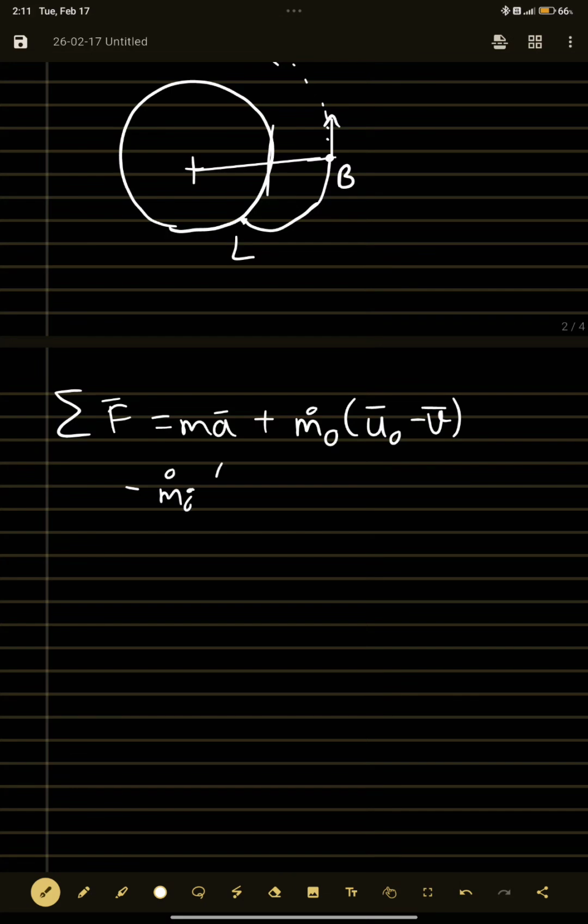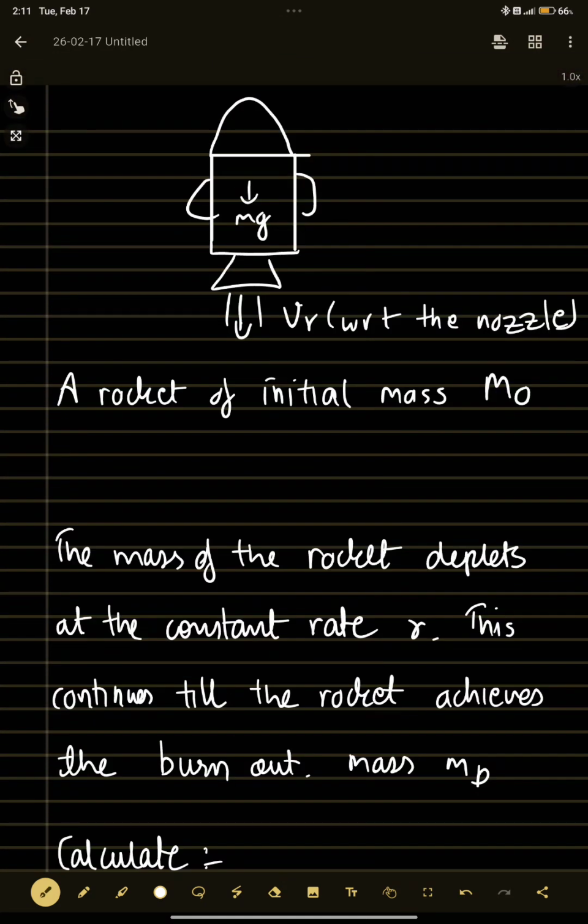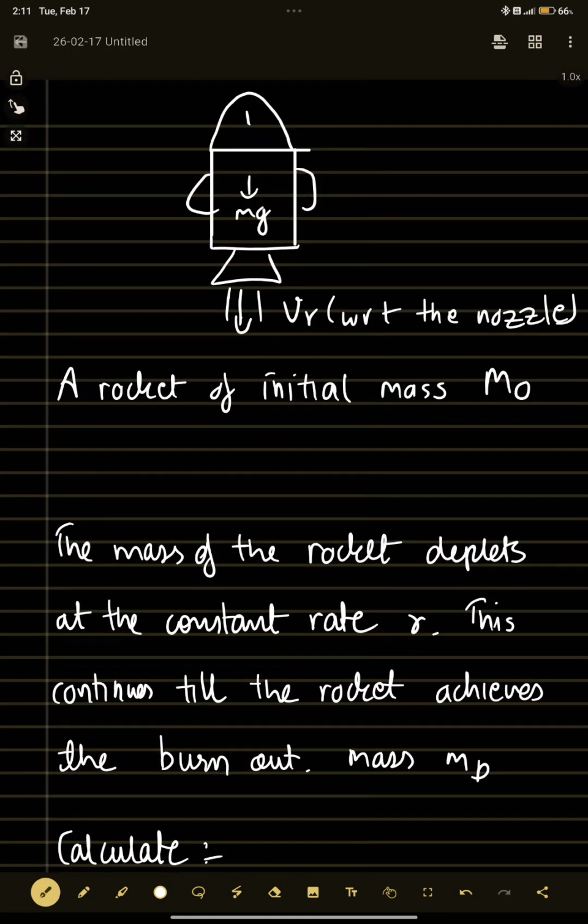Remember UI, UO and V, these are absolute velocities. UI is the absolute velocity of the inlet mass before it is absorbed inside the rocket or the nozzle or the container. UO is the absolute velocity of the exhaust mass after it has left the rocket. V is the absolute velocity, the instantaneous velocity of the rocket. And these include the physical forces.